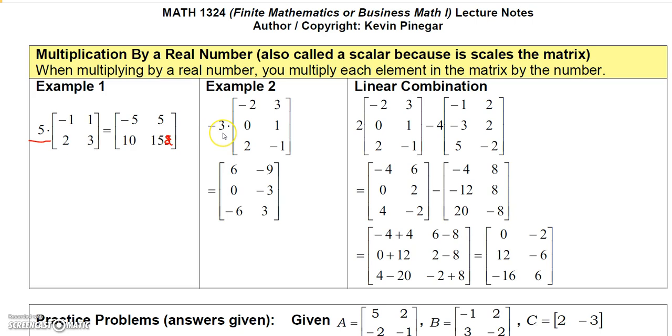Now, here's another example. I'm going to multiply this matrix by the number negative 3. So again, just multiply negative 3 times each entry. Negative 3 times negative 2 is positive 6. Negative 3 times 3 is negative 9. Negative 3 times 0 gives me 0. Negative 3 times 1 gives me negative 3. Negative 3 times 2 gives me negative 6. Negative 3 times negative 1 is positive 3.